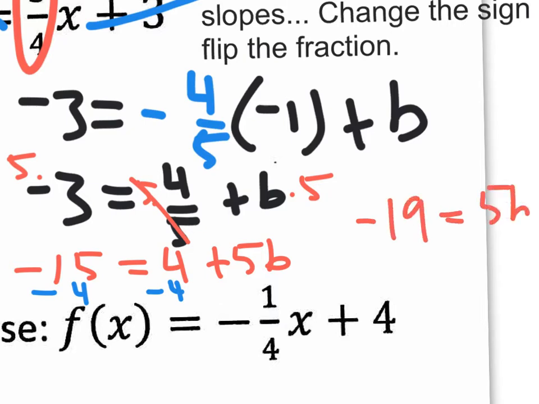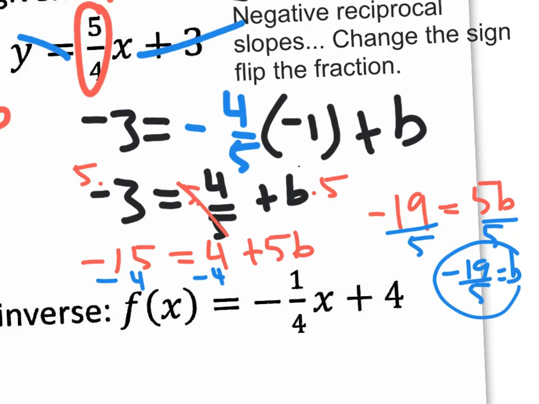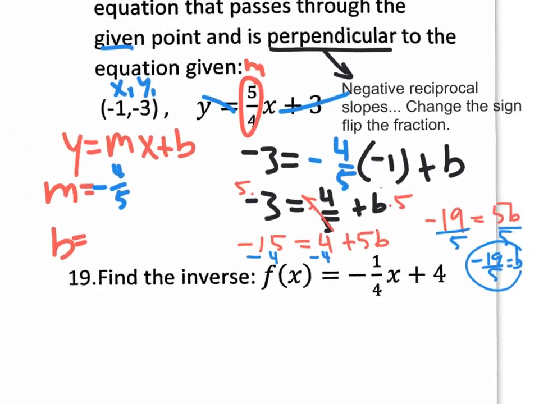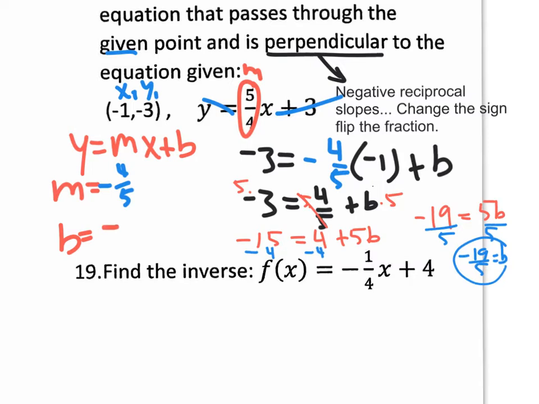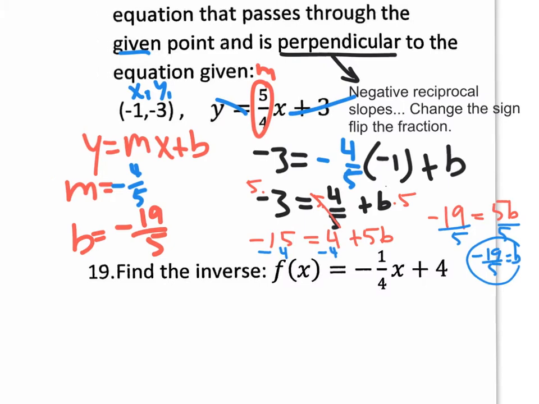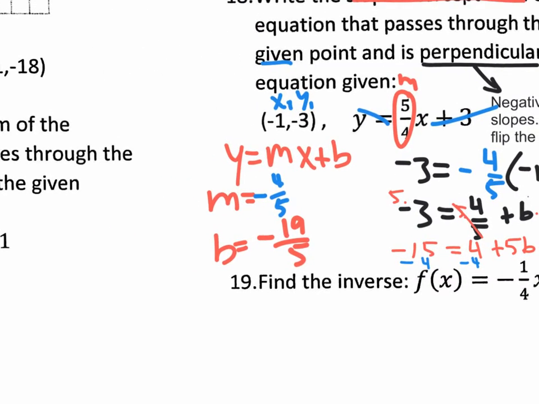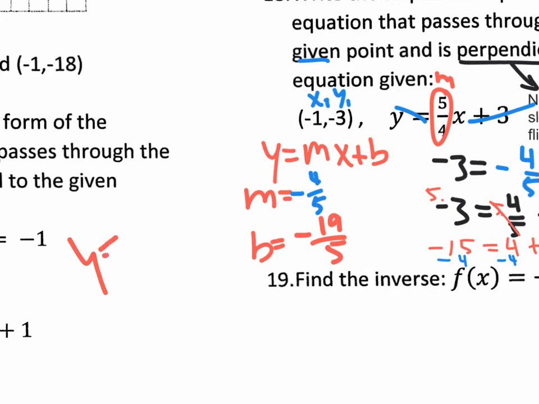-19 equals 5b, which means that when you divide by 5 and divide by 5, you're going to get -19/5 is your value of b. So now that you know your b value, and we indirectly were given the m value, now you could actually write your equation in slope-intercept form, and your slope-intercept form equation will be y equals negative 4/5 x minus 19/5.